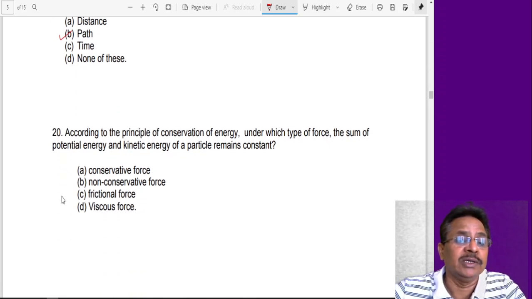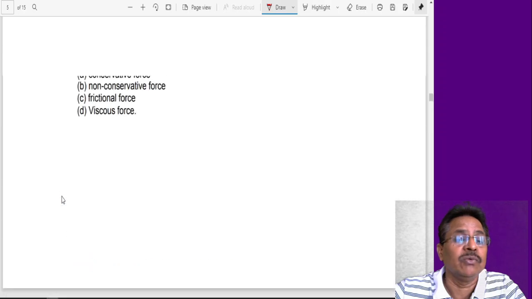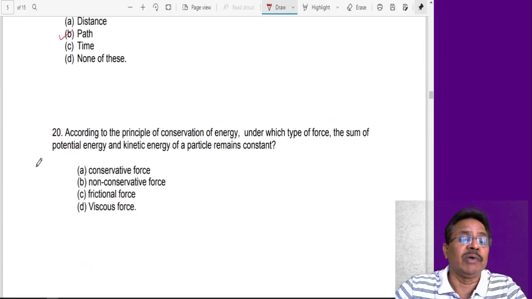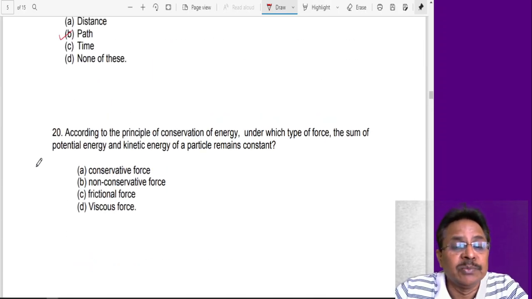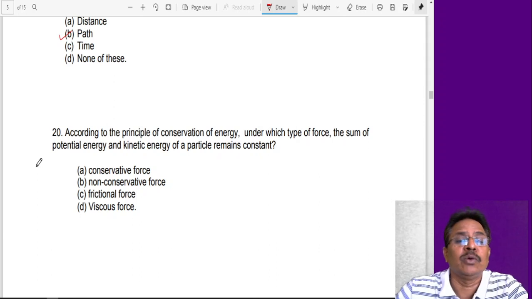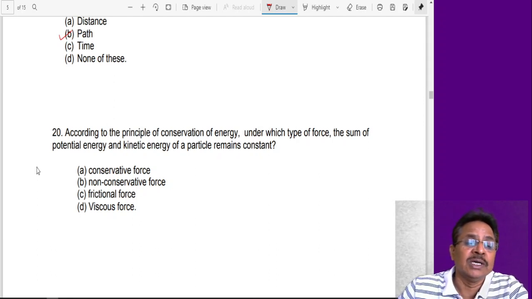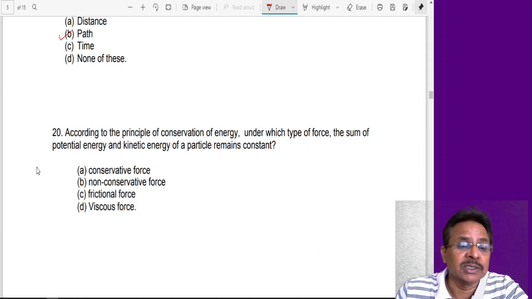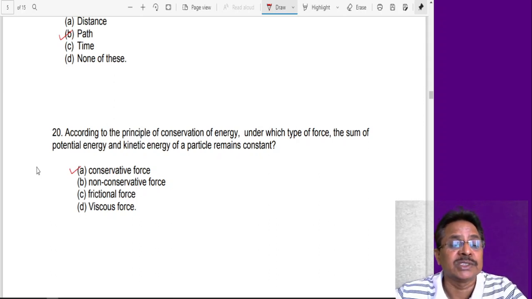Now question 20, the last question here. Question number 20: according to the principle of conservation of energy, under which type of force does the sum of potential energy and kinetic energy of particles remain constant? I think this is again a repeated one. So here this is a conservative force. This is the correct answer of question number 20.